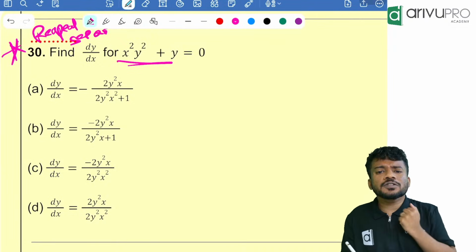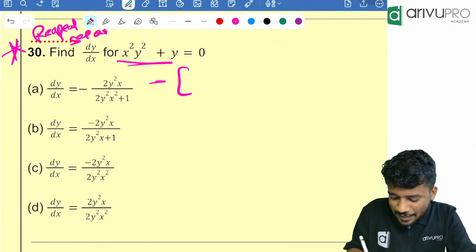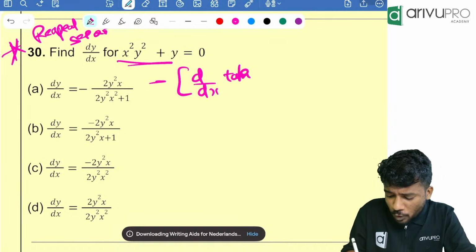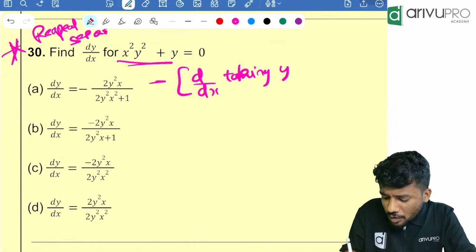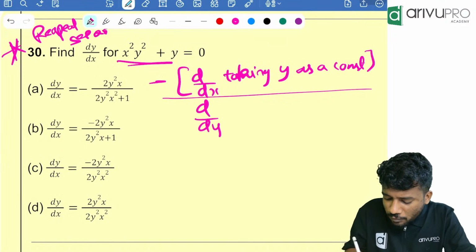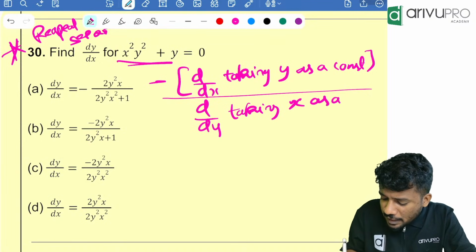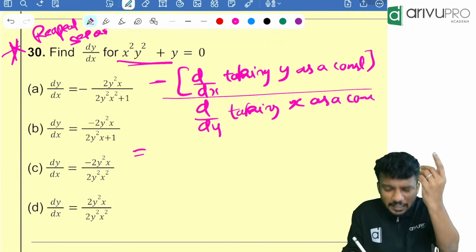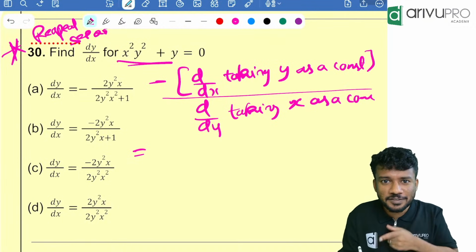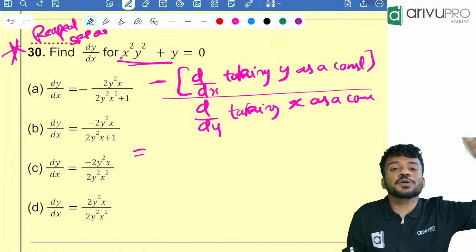Now people, how to solve this? I told you the shortcut: minus of d by dx of the function, taking y as a constant, divided by d by dy of the function, taking x as a constant. In 1 second you will get the answer if you know this concept. Otherwise you will do a lot of steps and lose your time. Use this step if you are getting an implicit function. What do you mean by implicit function? If x and y are on the same side, you can use this.